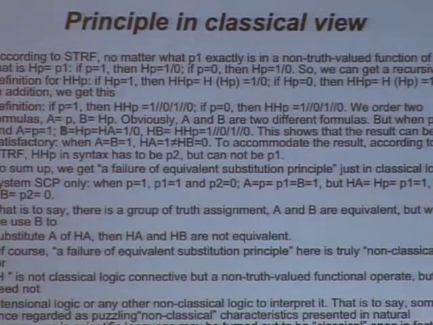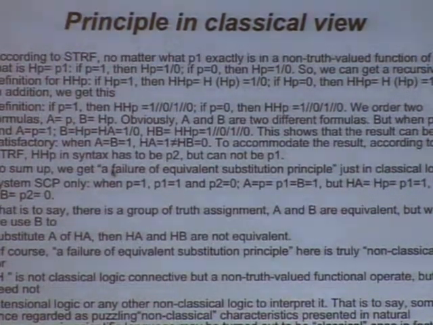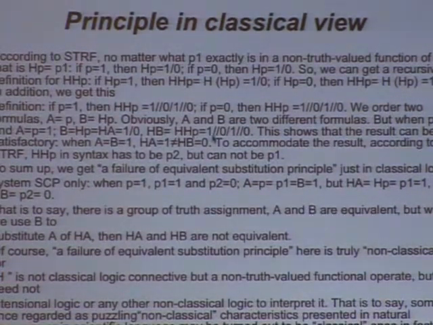So we can order two formulas: A equals P, B equals HP. Obviously A and B are two different formulas. But when P is 1, A is P is 1, B is HP is 1, comma 0. HB is HHP is 1, comma 0, comma 1, comma 0. This shows that the result can be satisfied when A equals B equals 1, HA does not equal HB.